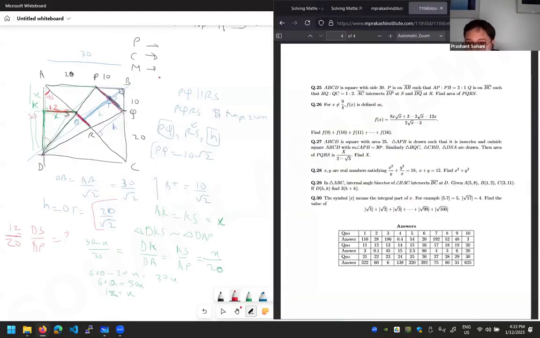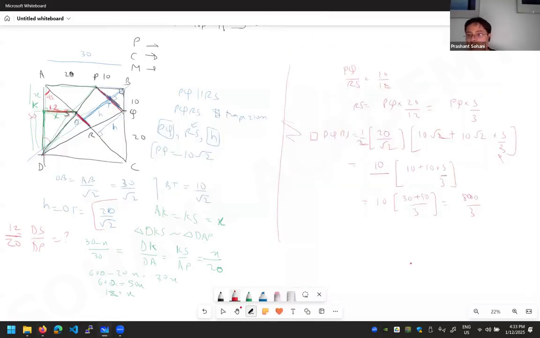And what is their answer? The answer for question 25 is 320. So their answer is 320 and my answer is 800 by 3, which is roughly equal, but obviously there is some gap here. So I don't know, maybe I made some calculation mistake, but at least I hope you understood the method.